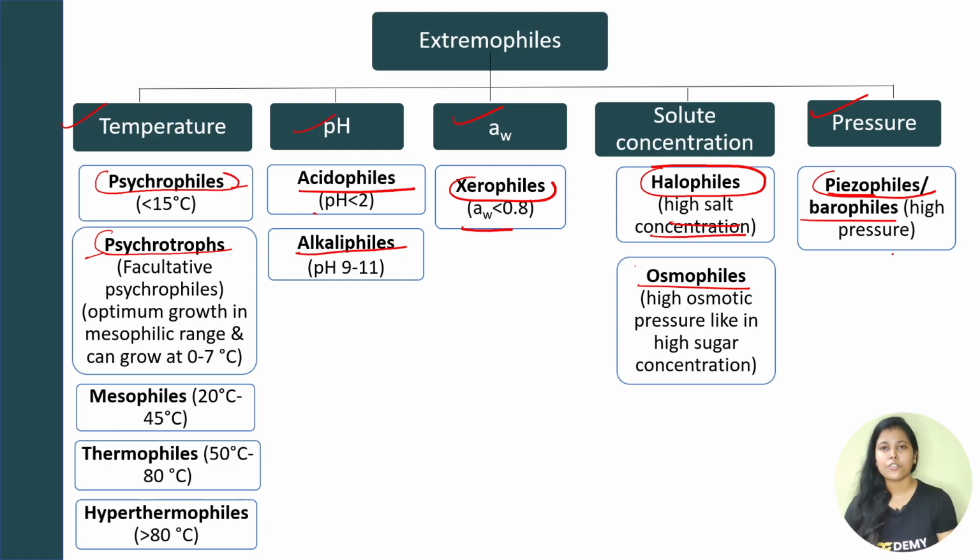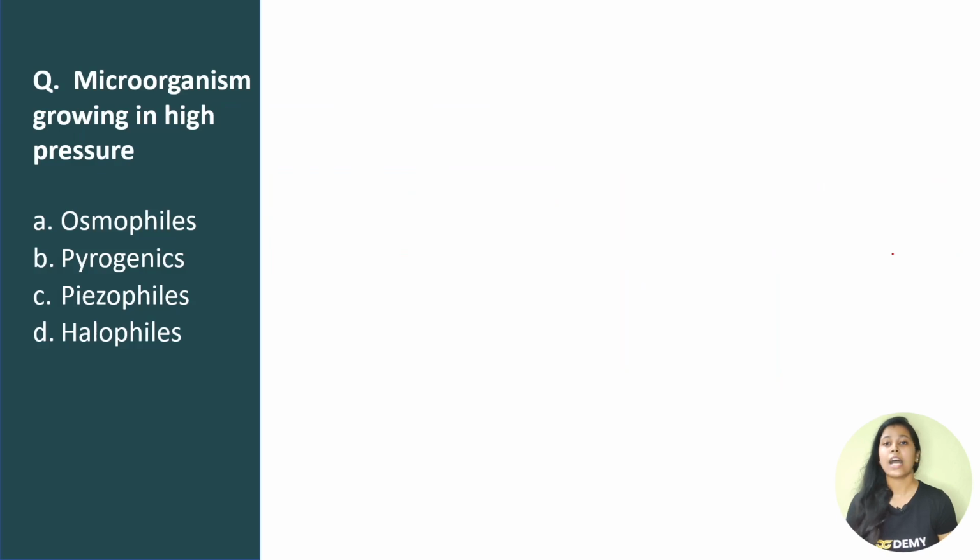So after knowing all of these extreme conditions, now I'm sure you'll be able to answer any question related to these microorganisms. So let us get back to our question which was asked in CFTRI. So microorganisms growing in high pressure. Now you'll be able to answer this question very easily. So what are they called?